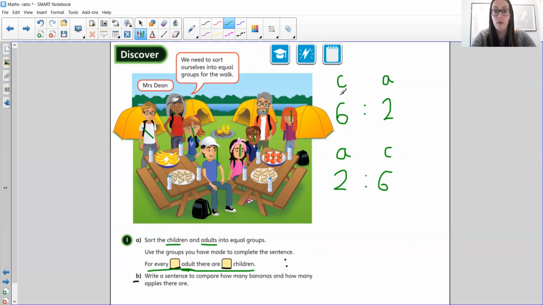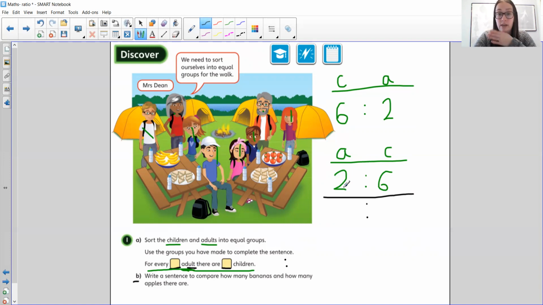But that's why it's important that we label it. Because if we don't put those labels at the top, you might say that it's 6 adults to 2 children. And that would be wrong. You've got your nouns the wrong way around. Okay, so I've got 2 adults to 6 children. But this says for every adult, just one, not plural. Let's look at this ratio then. Is there a way that we could simplify this ratio to make it easier to work with?